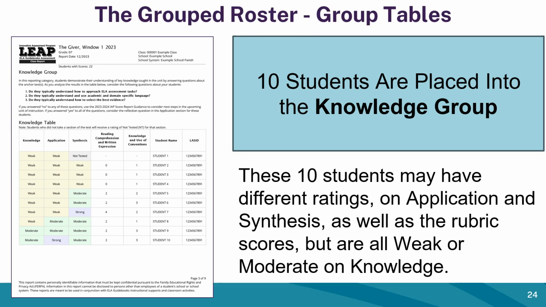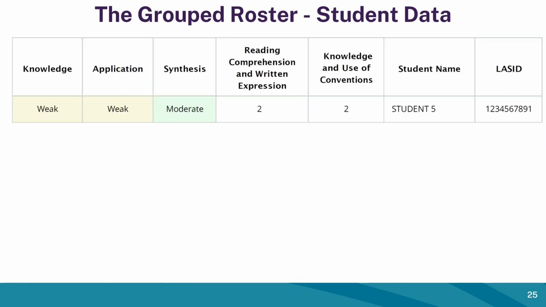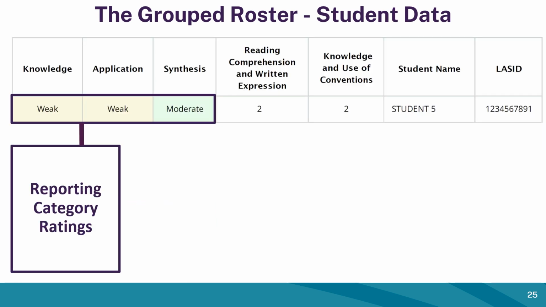So remember, the 10 students in the knowledge group scored weak or moderate in the knowledge section, and this table shows the results in knowledge as well as for application and synthesis, and the rubric dimensions of the essay used to produce the synthesis rating. Let's zoom in on student 5 and make sure we're all on the same page about what this report is telling us. On this slide, we can see the results for student 5. The first 3 columns contain the performance ratings, strong, moderate, and weak, on the 3 reporting categories, knowledge, application, and synthesis.